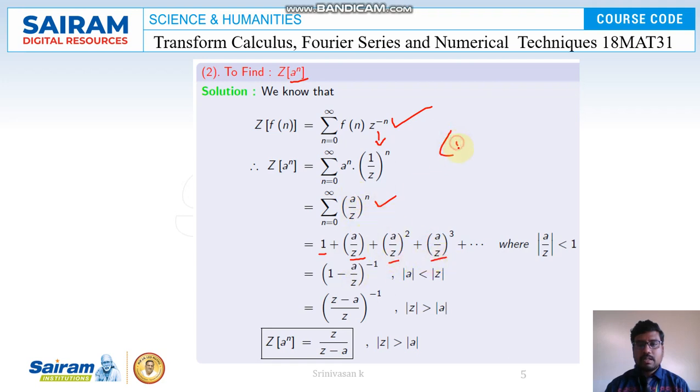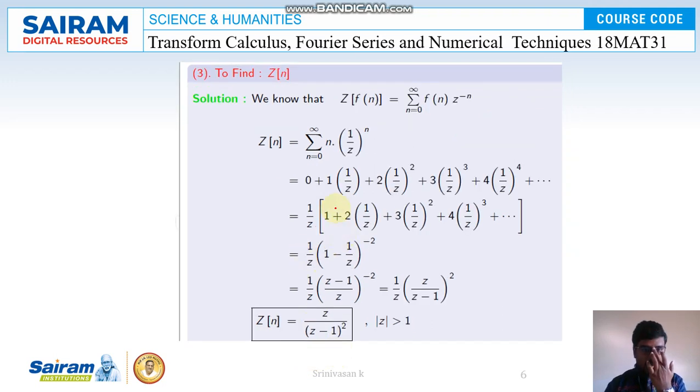Here also we use the formula 1 minus x power minus 1. Here clearly x equals a by z. So 1 minus a by z, whole power minus 1; then by cross multiplication we get z minus a divided by z, power minus 1. So this changes to z divided by z minus a. So this is the Z transform of a power n: we get z divided by z minus a. Okay, so the next problem: what is the value of the Z transform of n? Here the function is n. If you apply the Z transform, what will we get? Okay, so this is the definition of Z transform.